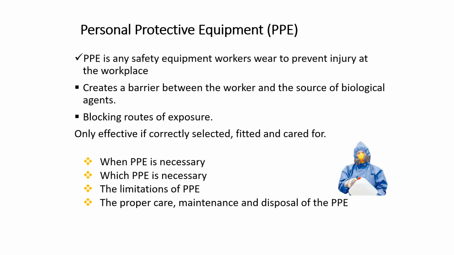Let's talk about personal protective equipment. Personal protective equipment is used for safety purposes. These are the equipment that can be used while you are working in the lab or in any workplace. They prevent you from injury or any danger or hazard, by creating a barrier between the body parts of the worker and the source of any hazards, for example biological agent hazards or chemicals.